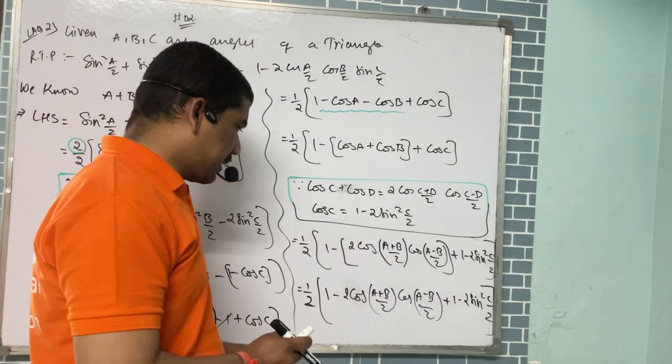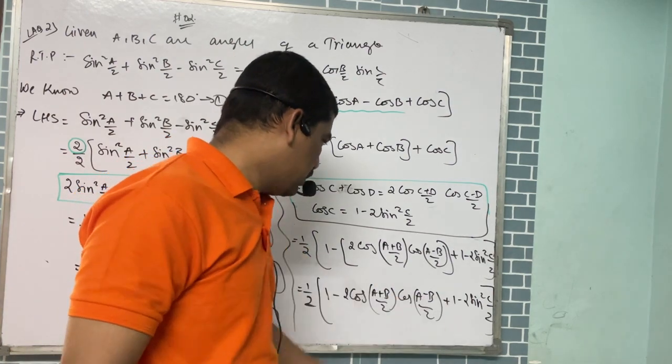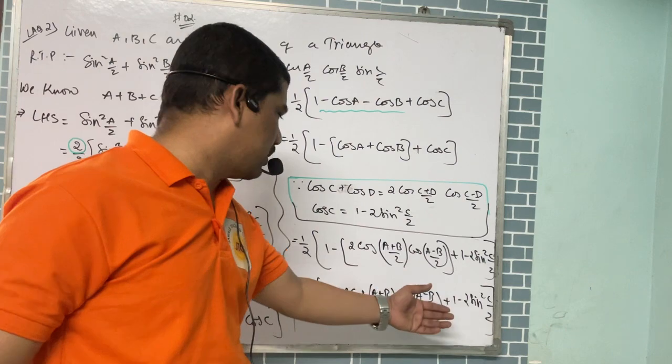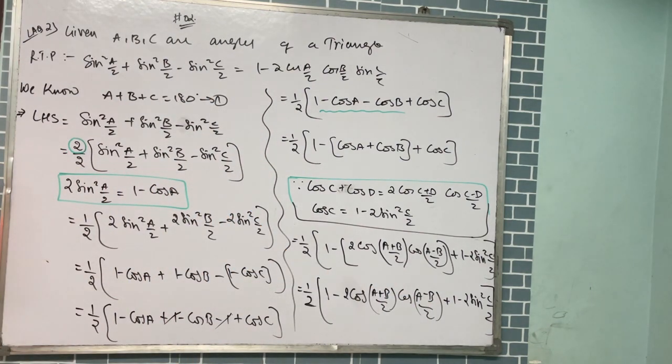In the next step what I can do, 1 plus 1, 2 I will write. Then we'll proceed. Here everywhere 2 will be common, so that 2 will bring outside. Observe for 2 minutes all of you.